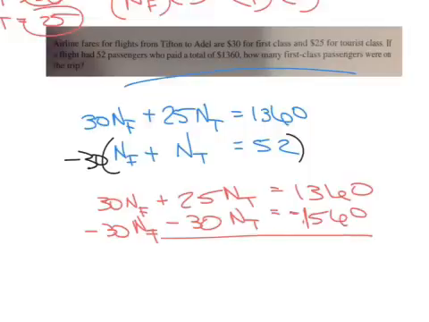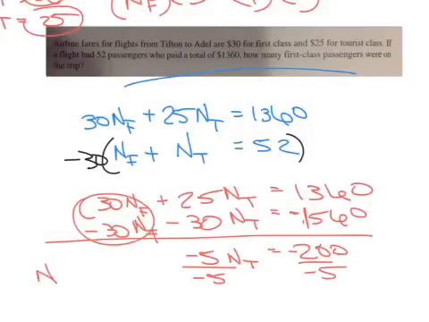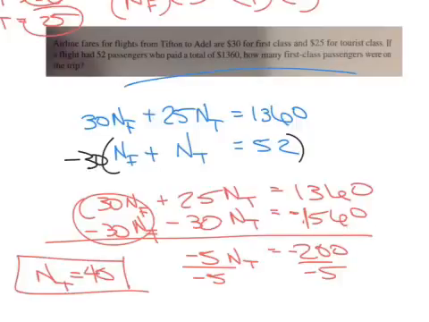Alright, so now we're going to add. Those disappear. This gives me negative 5 NT equals negative 200. Divide by negative 5, divide by negative 5, and we get NT equals 40. Very important concept there, because we know that there were 52 passengers. Well, if 40 were tourists, then we could figure out that the first class was 12. 52 minus 40 is 12. And that's it for that one.